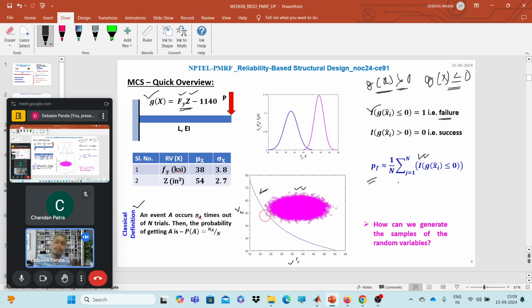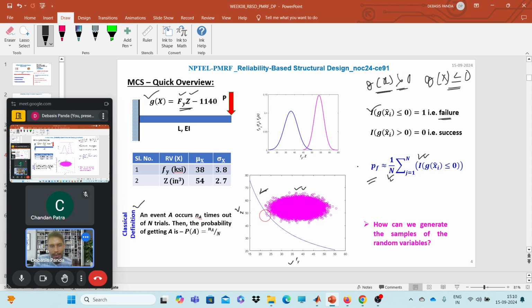Now here there are two big questions: how we can generate the random samples, and this n, how many samples we need to converge our result. These two are the big questions. So we will go into that later. First, let's try to get this concept more clearly.